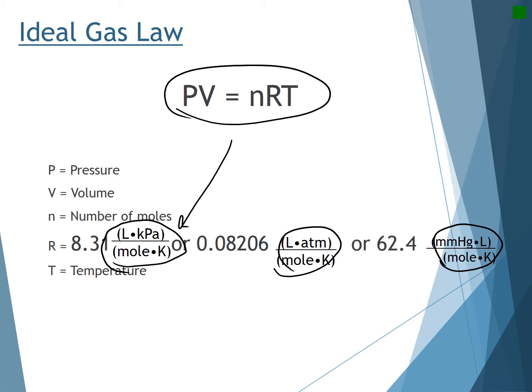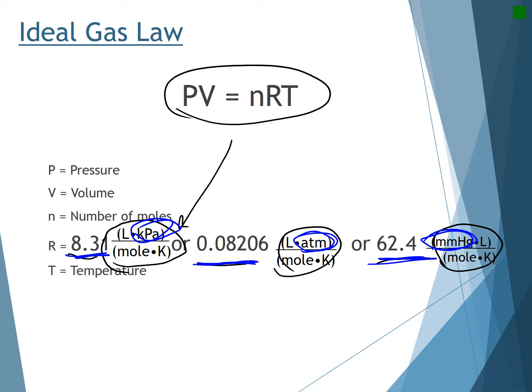So when do you use what R value? Well, it just depends on what pressure variable you are using. If I'm in kilopascals, I'm going to use 8.31. If I am in ATM, I am going to use 0.08206. Sometimes I'll use 0.0821. And then if I am in millimeters of mercury for my pressure, I am going to use 62.4.